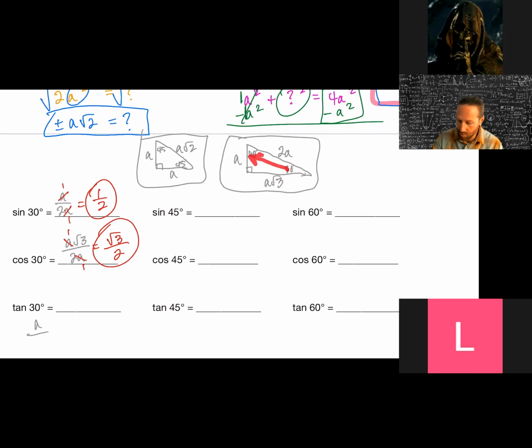Opposite over adjacent. And again, what can happen? The a's cancel out. Now, when you say cancel, remember that means simplify to be a 1, right? Because we have to have something on top. It can't just disappear. So we have 1 over root 3. Does anybody recognize that?